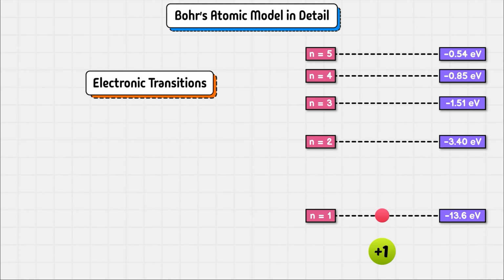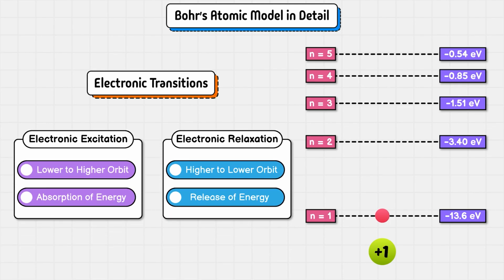In his next postulates, Bohr had also proposed that electrons can change their orbits through a process called electronic transition, and this process involves emission or absorption of energy. When an electron jumps from a lower orbit to a higher orbit, it absorbs energy, and when it falls back to a lower orbit, it releases energy in the process.